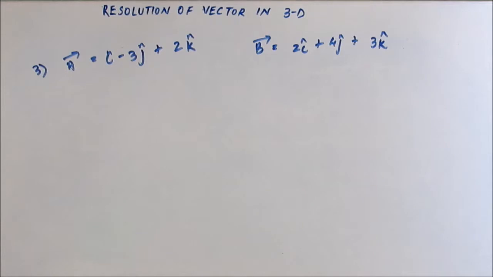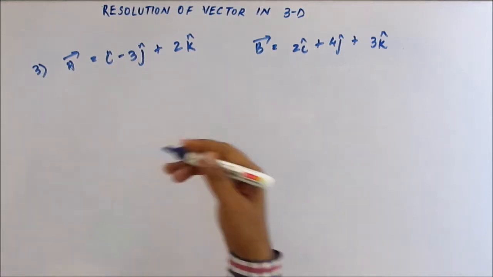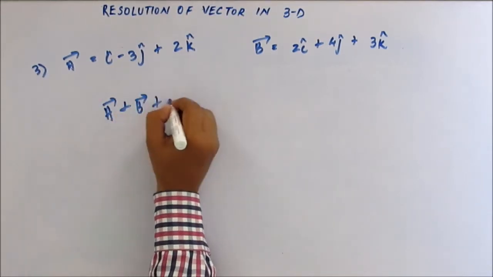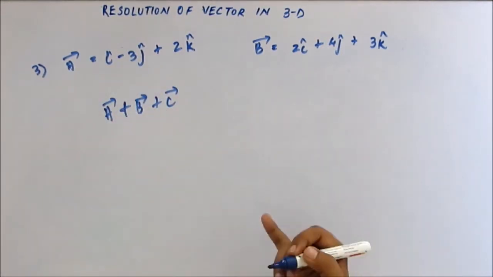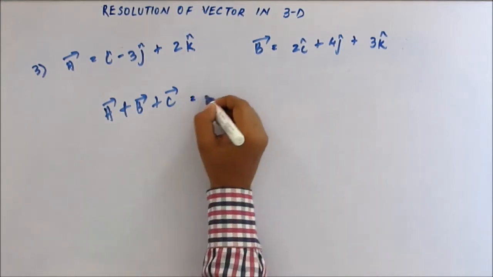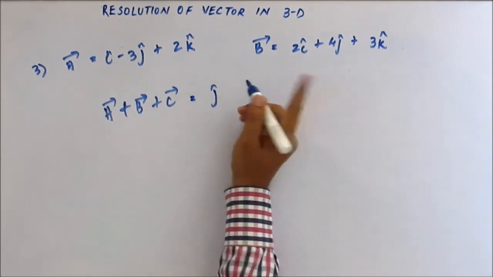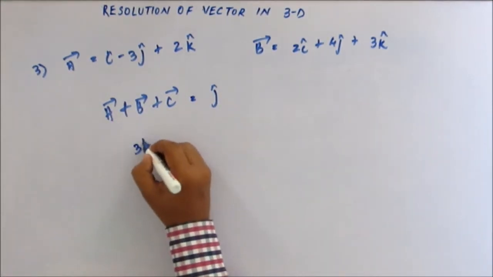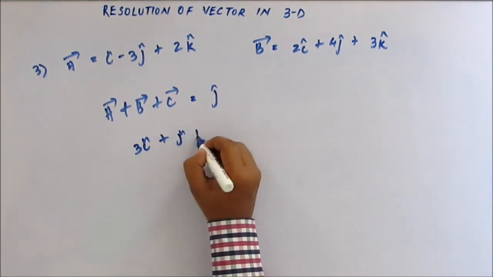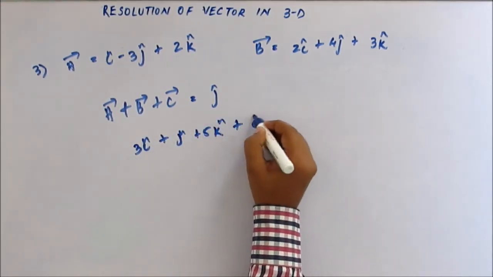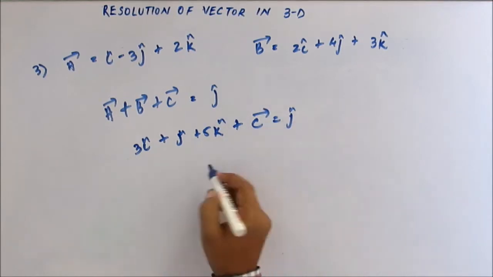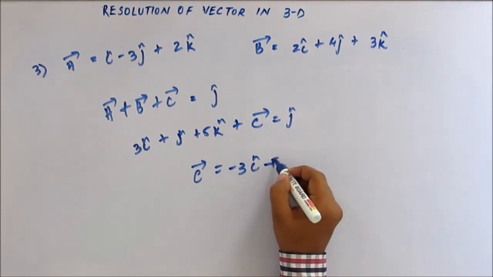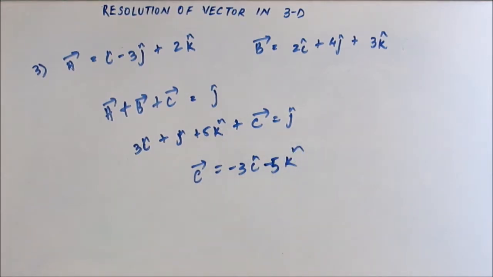So this is again simple and easy. Let the vector be C vector. What they're asking is A vector plus B vector plus C vector should be equal to a unit vector in the positive direction of the y-axis, that is j cap. If you do the summation of A vector and B vector, you'll get 3i cap plus j cap plus 5k cap, plus C vector should be equal to j cap. C vector you can get very easily as minus 3i cap minus 5k cap. Simple.